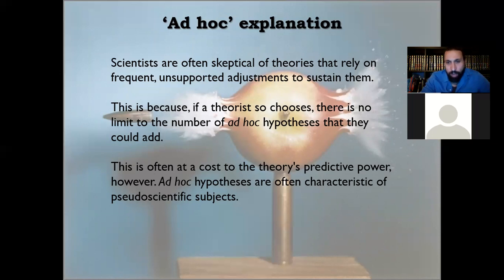This often comes at the cost of the theory's predictive power, and this is the point that I want to make. Ad hoc hypotheses are often, as I said, characteristic of pseudoscientific and conspiratorial ideas and theories. It's sort of like if you have a friend whose boyfriend just broke up with her, and she says, "Oh well, he broke up with me because he's trying to send me a message. He's kind of playing hard to get. He wants to see if I'm going to come back to him." Okay, that's interesting. It's a little bit crazy, but it's possible.